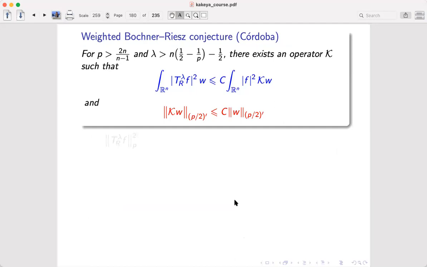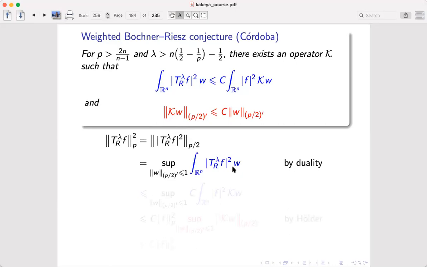So here are sort of stronger versions of the Bochner-Riesz conjecture, weighted Bochner-Riesz. So if you can prove this inequality and some bound for the Kakeya, if you expect this to be some kind of Kakeya operator, then you recover Bochner-Riesz. So why is that? Because this is the L^p norm. We can square it, p over 2, because p over 2 times 2 is p. And then by duality, we can realize this L^(p/2) norm by multiplying by some weight, which is in L^((p/2)').